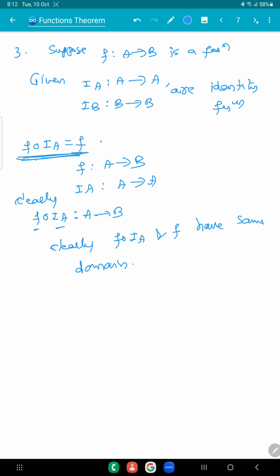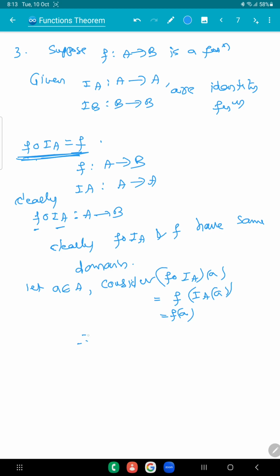To prove that two functions are equal, their images should be equal. For that we need to consider an element in the domain. Let a belong to A. Consider the image of a under F ∘ I_A. What is that? F of I_A of a. What is I_A of a? a only. So this becomes F of a. Therefore F ∘ I_A is equal to F, for all a belonging to A, so their images are also equal.